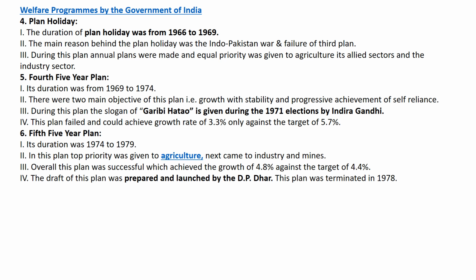The next plan is fifth 5-year plan. Its duration was from 1974 to 1979. In this plan, top priority was given to agriculture. Next came industry and mines. Overall, this plan was successful, which achieved the growth rate of 4.8% against the target of 4.4%. The draft of this plan was prepared and launched by D.P. Dhar. This plan was terminated in 1978 due to the loss of elections, and during this time the emergency period has also been served.